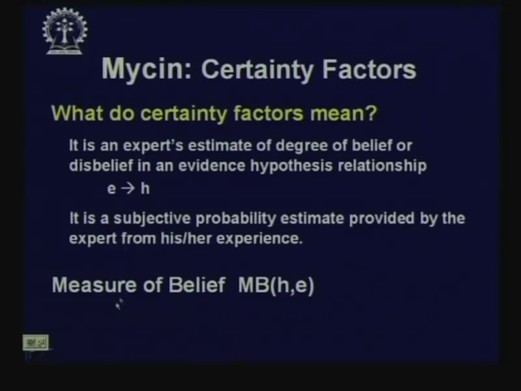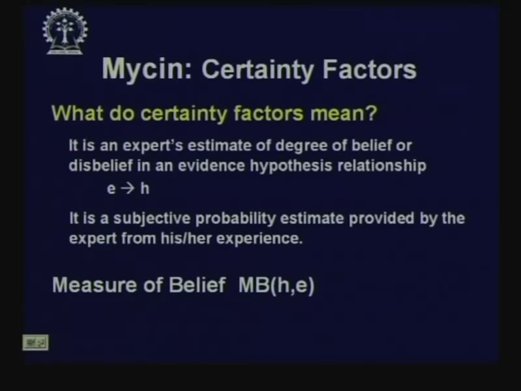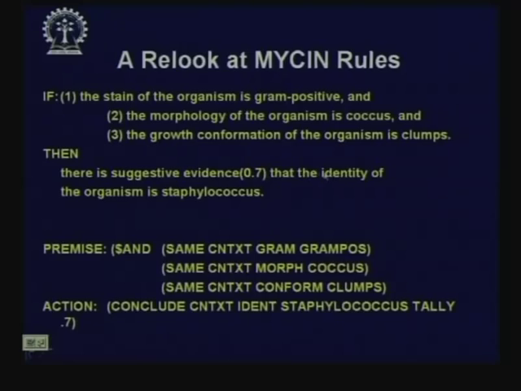So, this 0.7 is actually a measure of belief. We will also write it this way: MB(H, E) means the measure of belief of the hypothesis H given the evidence E. I repeat, the measure of belief in the hypothesis H given the evidence E. This rule is supporting the fact that the identity of the organism is staphylococcus. So this is a measure of belief.